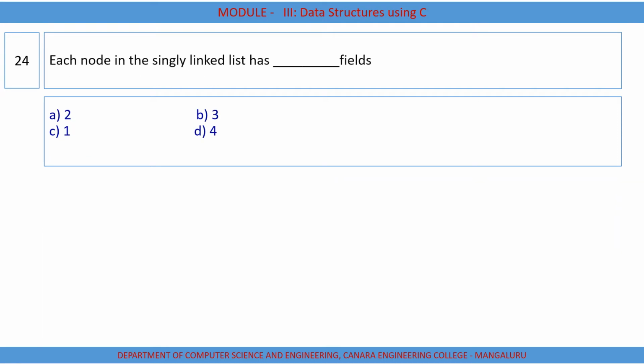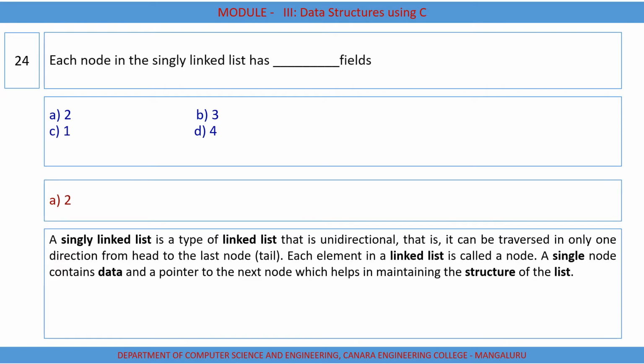Each node in a singly linked list has a dash field. Singly linked list means only one field. Doubly linked list means two fields. And one more field is to reserve the data. So therefore, each node in a singly linked list consists of two fields in it.